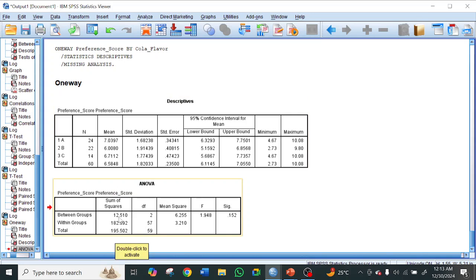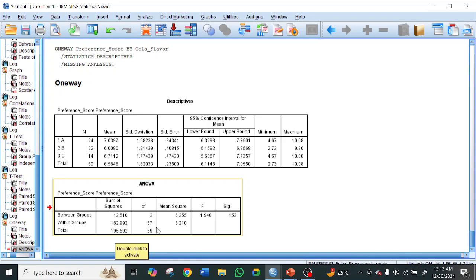So 12.510 divided by 2 gives us the mean square. This is the sum of squares, then the mean square is this divided by the degree of freedom. So we have this. Then this is the F value that we're actually looking for in the ANOVA. That's the F statistic, the ratio of the variability between the groups to the variability within groups. That's what we're looking for.